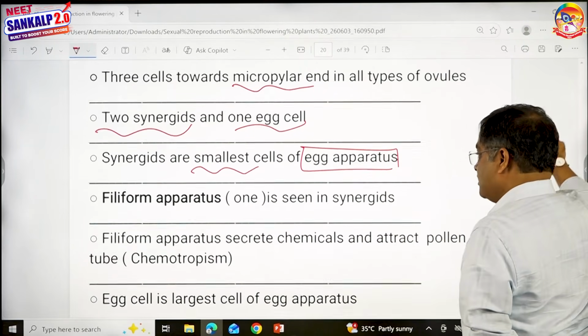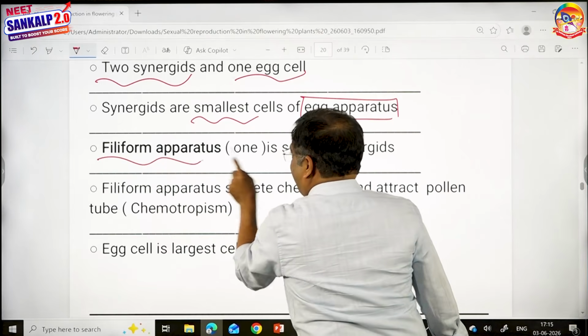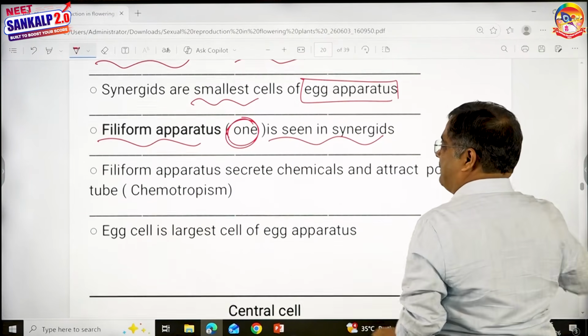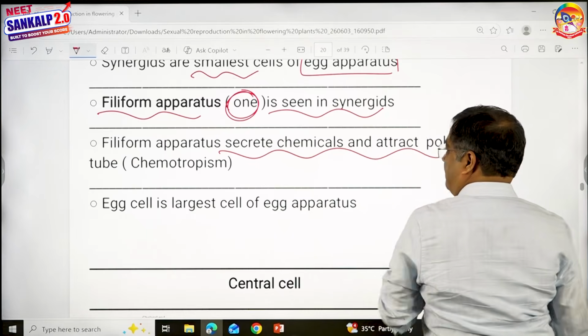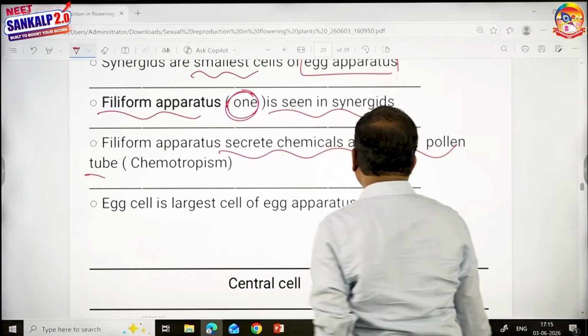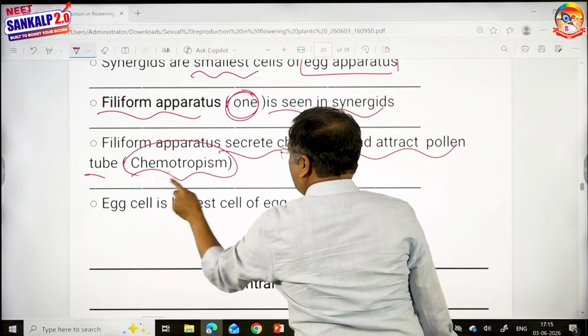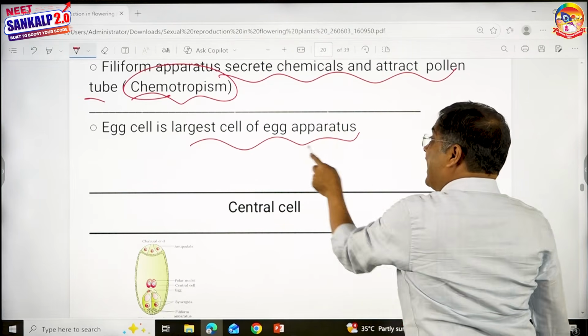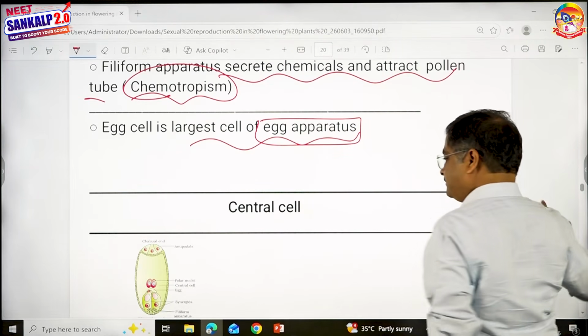These are very important. Filiform apparatus, this is only 1 in number, be careful. And it is seen in synergids. Filiform apparatus secretes chemicals and guides the pollen tube towards the egg cell. All right, this is said to be chemotropism, an outside chance. The egg cell is the largest cell of the egg apparatus, okay.